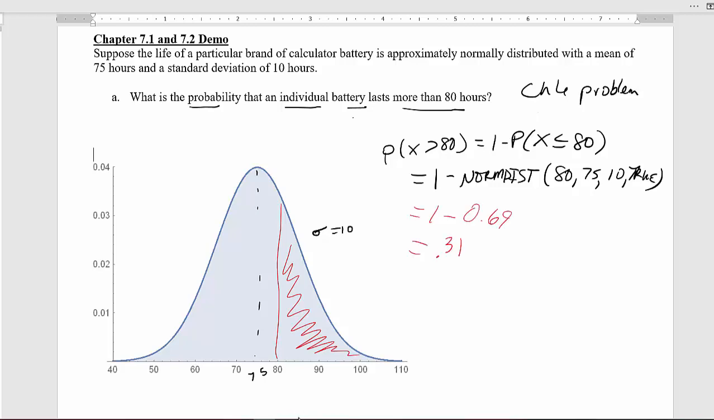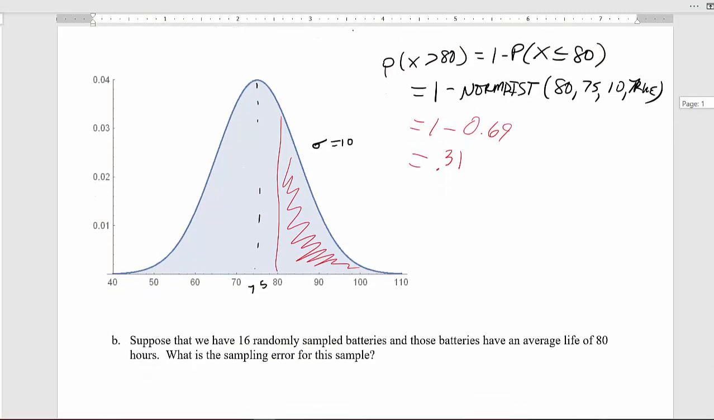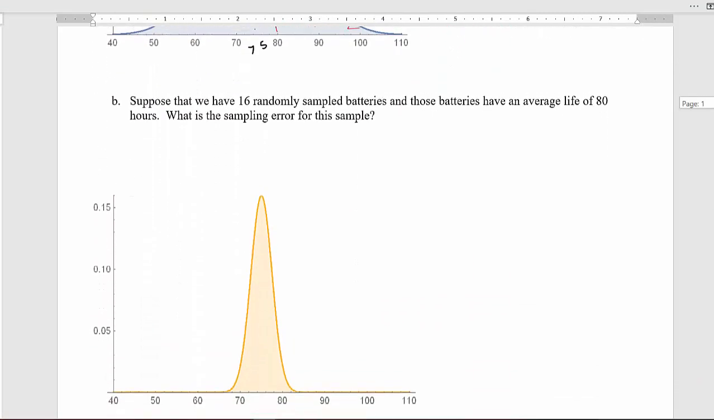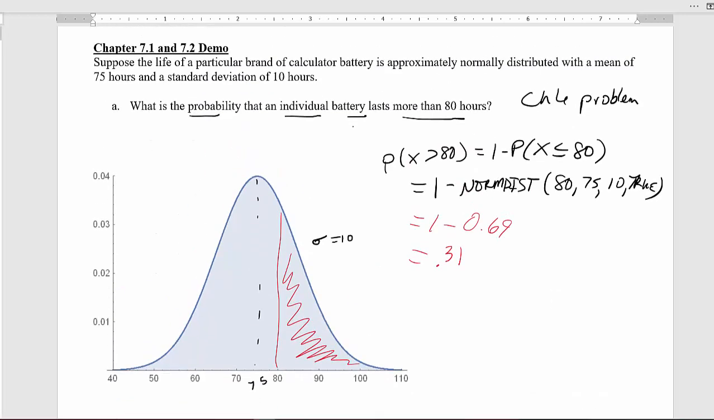All right, how does this differ from what we're learning in Chapter 7? So in Chapter 7, we begin to talk about this concept of a sampling distribution. A sampling distribution is a bit of a complicated thing, but let's look at this picture to try to get some understanding of this. So what a sampling distribution is are all the possible values of a sample statistic and the associated probabilities. So we have our individual batteries in that previous picture.